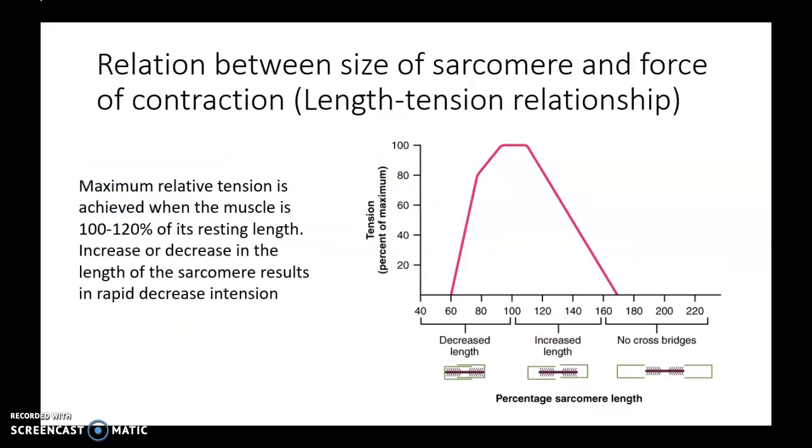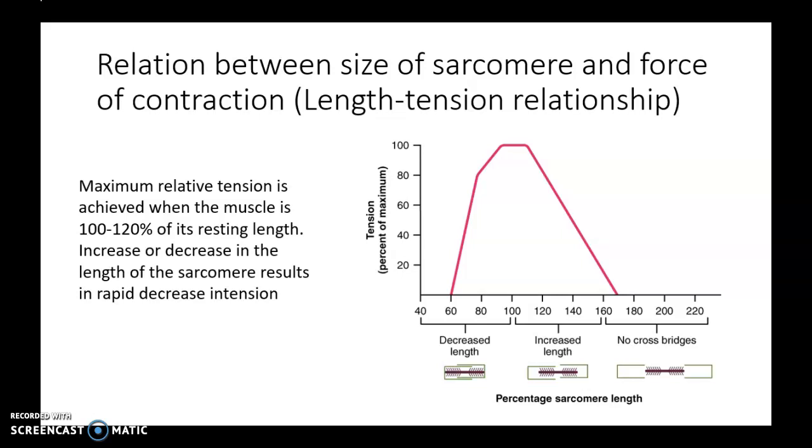Okay, so this is the graph, and we will focus on the graph first on the right hand side. Now at the bottom of the graph we see the decreased length of the sarcomere, then we have increased length, and then we have super relaxed sarcomere. So the x-axis is showing us the length of resting sarcomere, and on the y-axis we see the tension or the force of contraction.